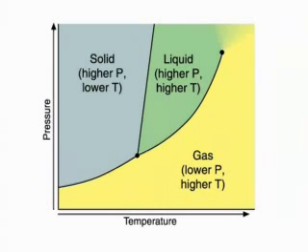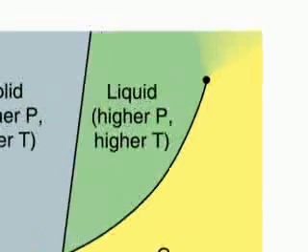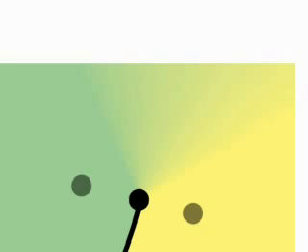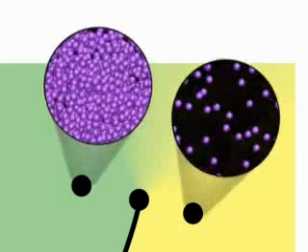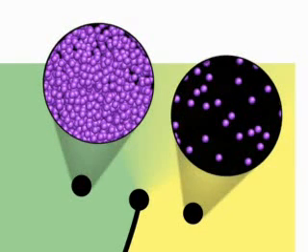Two other features of the phase diagram are important. The first is that the liquid-gas line ends at a point called the critical point, beyond which the distinction between a liquid and a gas disappears. Let's close in on this point and 2 points very close by to see what this means. At a nearby point in the gas region, the gas is under very high pressure, so the particles are reasonably close to each other. Thus, the density of the gas is relatively high.